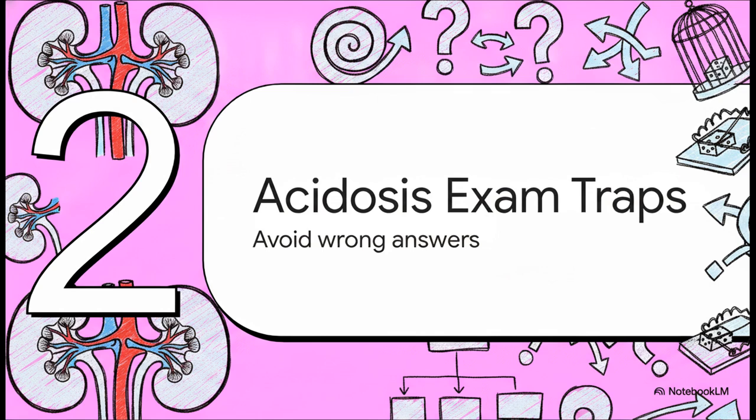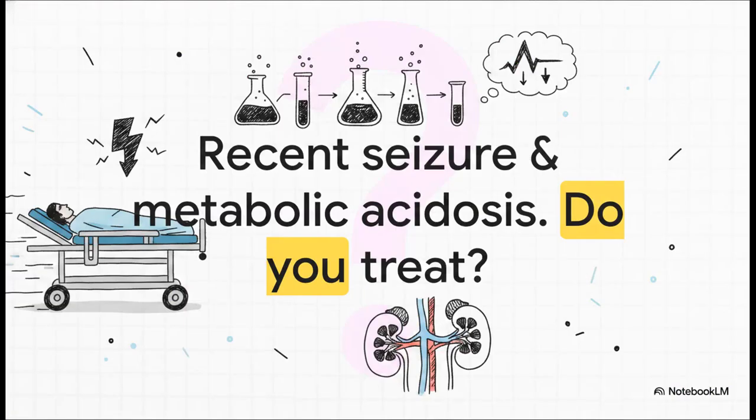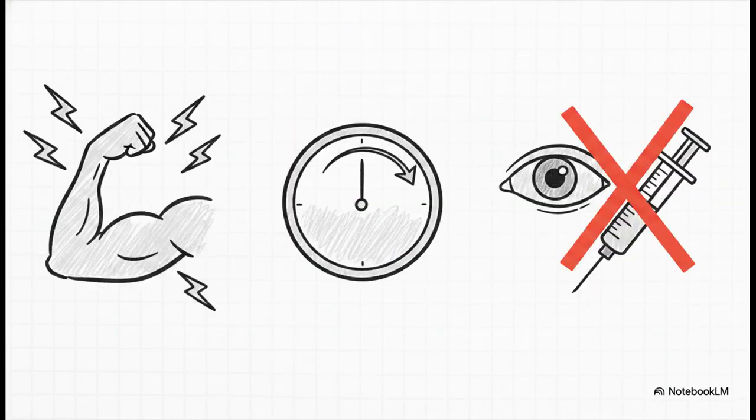Moving right along to Section 2. Acidosis exam traps. Let's see how the examiners use this physiology to set traps. Picture this vignette. A patient gets wheeled into the ED after a generalized tonic-clonic seizure. Their labs show a clear anion gap metabolic acidosis driven by high lactic acid. Your first instinct as a med student is probably to treat that abnormal lab value, right? Well, don't fall for it.